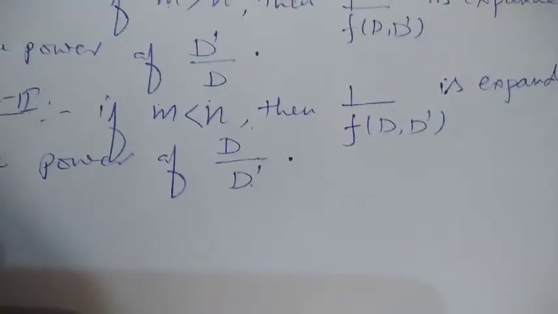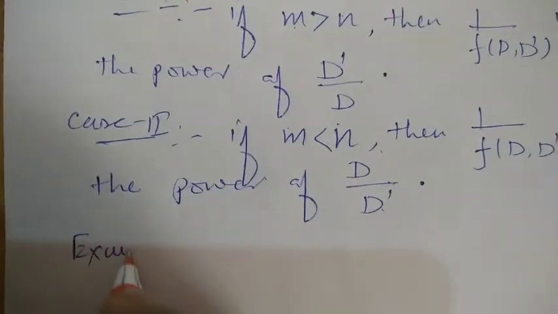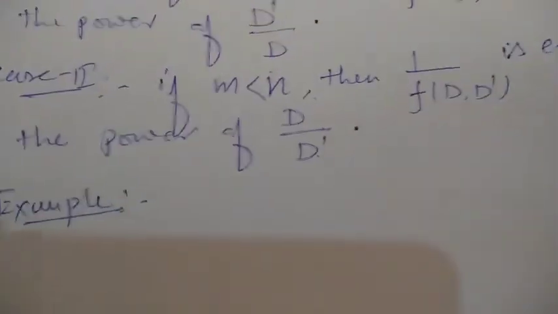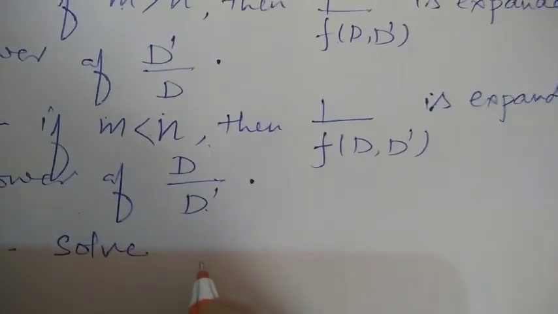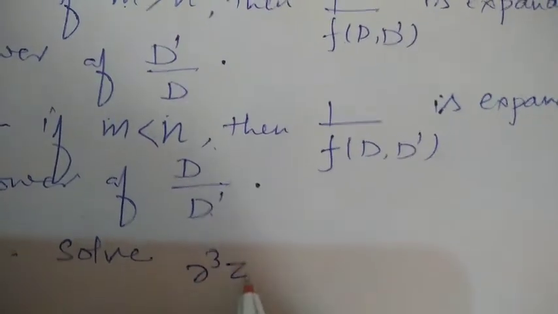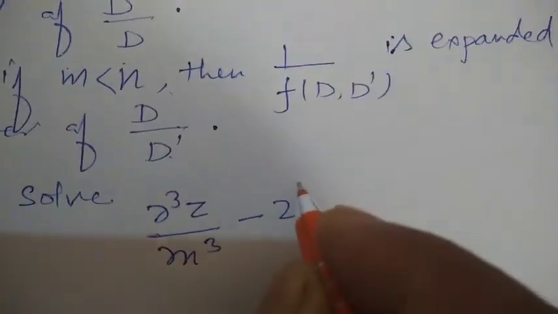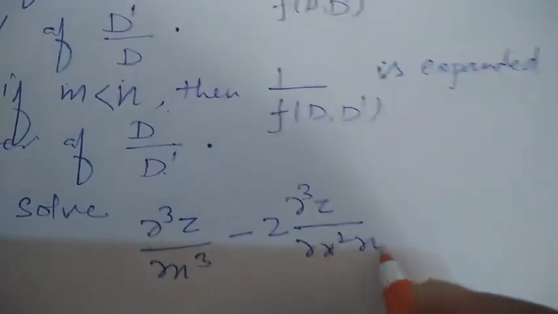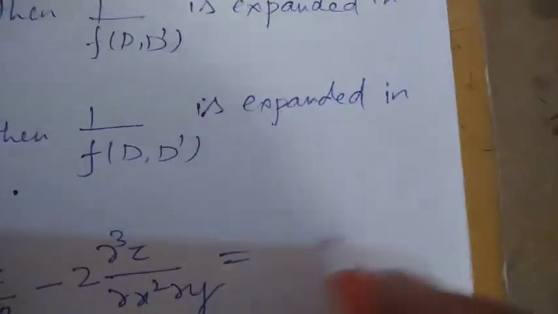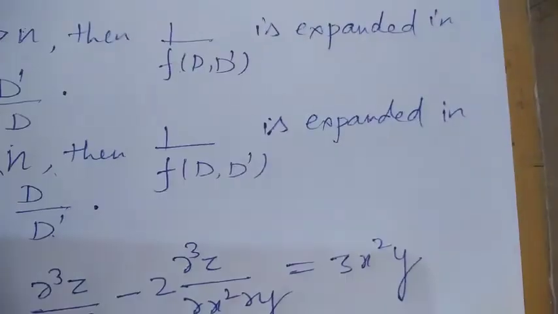So let us take an example to solve. Solve del cube z upon del x cube minus 2 del cube z upon del x square del y is equal to 3x square y.